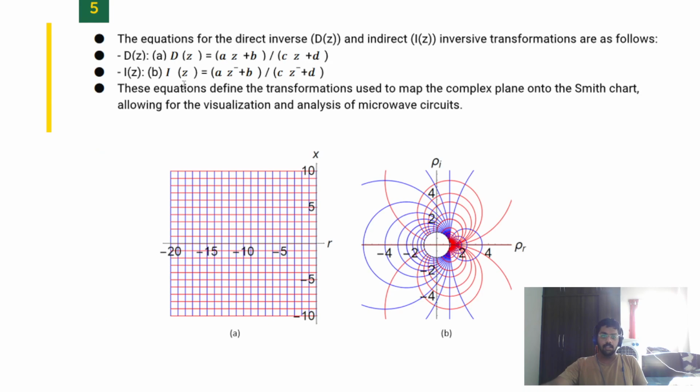Now, the equations for the direct inverse and indirect inverse transformations are as follows. The first one is for direct and the second one is for indirect. And these equations define the transformations used to map the complex plane onto the Smith chart, allowing for visualization and analysis of microwave circuits.